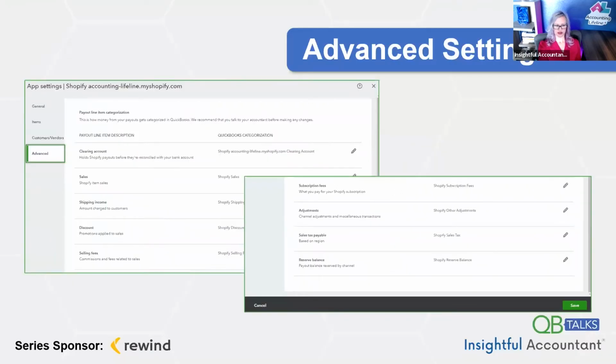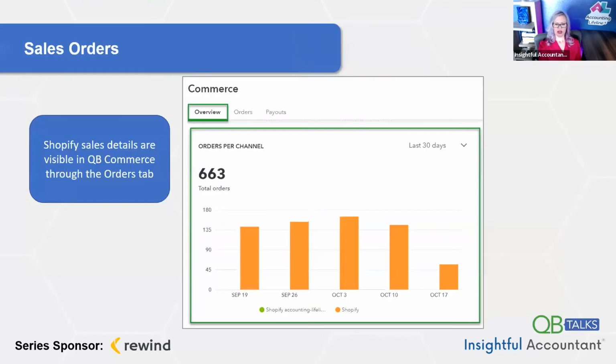That way you're able to see the next piece, which is the sales orders. If I'm back on my overview screen inside of QuickBooks Commerce, I'm able to see how that sales channel is performing. I can look at one particular sales channel, or at all of my sales channels, and use that widget drop down to look at all of my total orders by day or by week. So you have some options there.